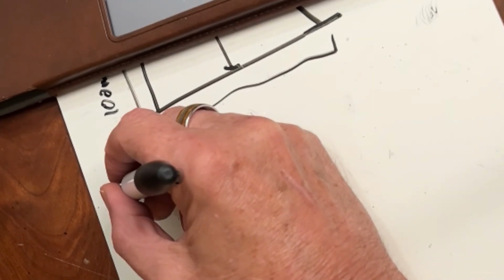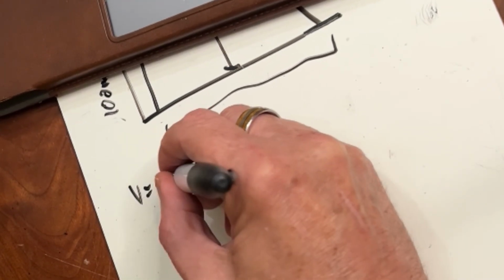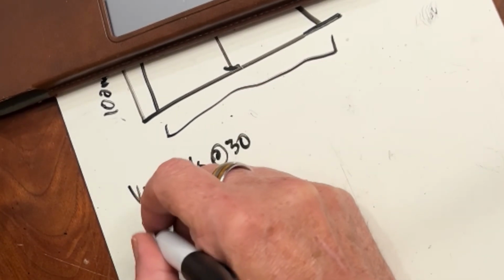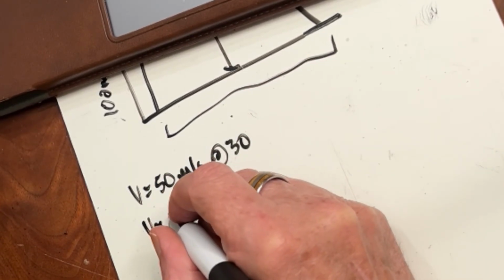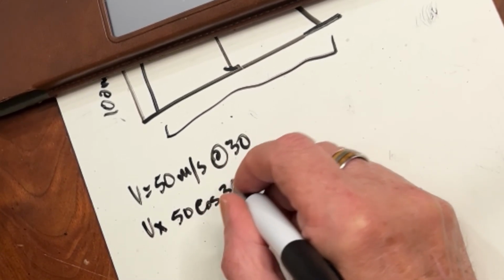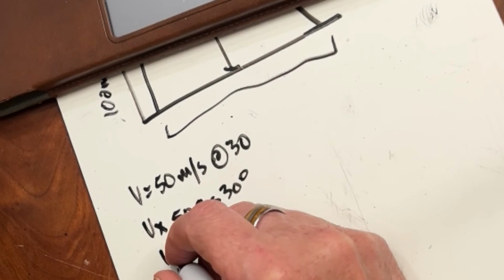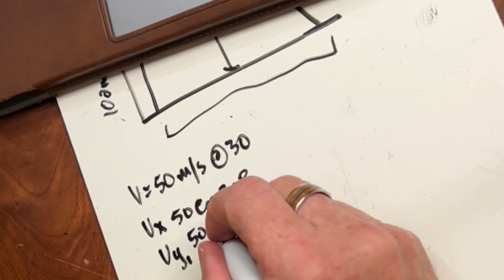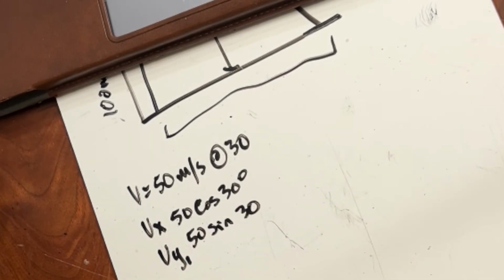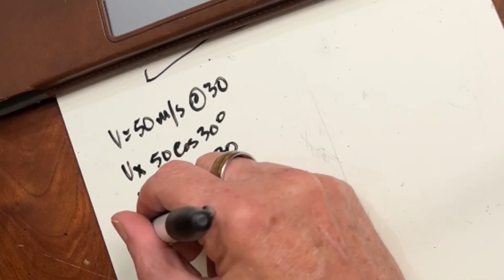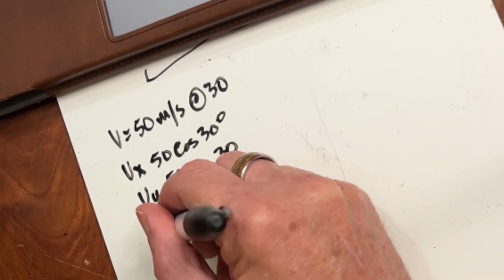Okay, number one, the initial velocity equals 50 meters per second at 30 degrees. We know that Vx is going to be 50 times the cosine of 30 degrees, and we know that Vy initial is going to be 50 times the sine of 30 degrees. Why did I put Vy initial here? This is something new. It's because we're also going to put in Vy final.